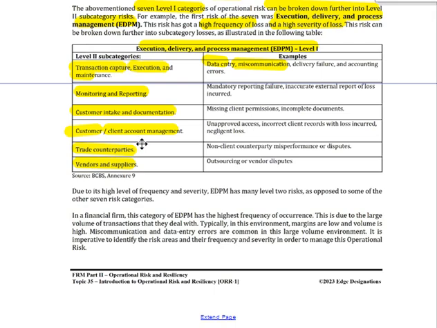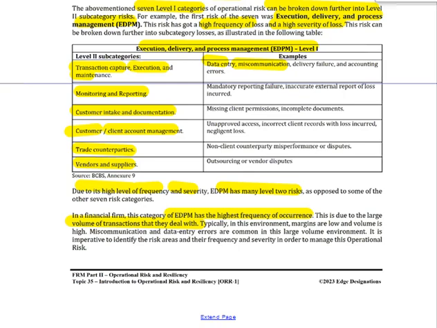Due to its high level of frequency and severity, you can see there are many level 2 risks that we need to address, because EDPM is not only a risk that is frequent, but it can also be quite severe. In a financial firm, EDPM has the highest frequency of occurrence. And why specifically in a financial firm? Because there's a large volume of transactions that go through the books on a daily basis.